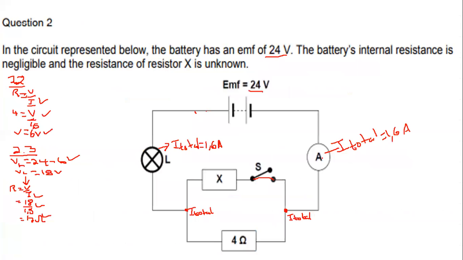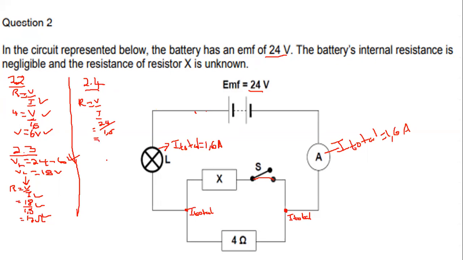So if I want the total resistance, which is question 2.4, then the total resistance of the circuit, which is the effective resistance of the circuit, will be given by R is equal to V over I. So I want the resistance of the entire circuit. I will use the total voltage of the circuit, which is 24, and I will divide by the total current of the circuit, which is 1,6.